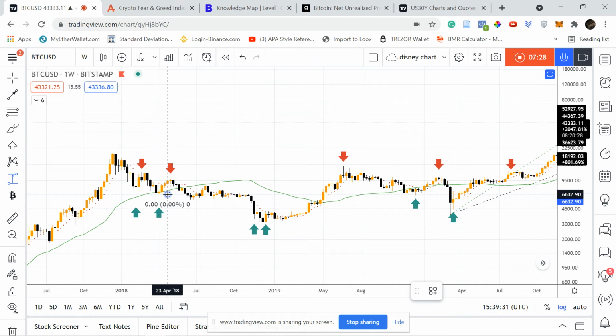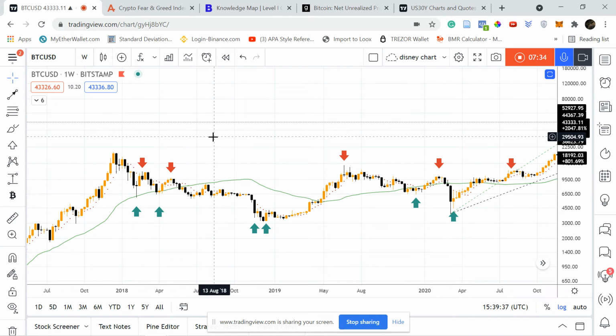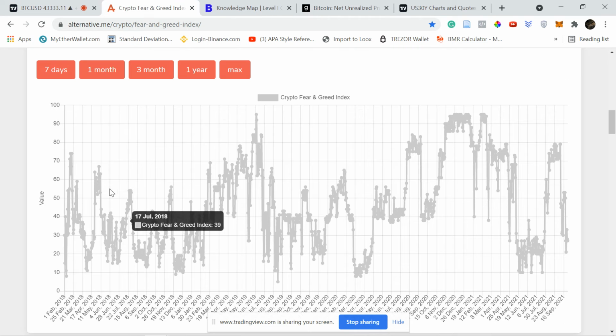Again, we got here a good 50% rally. And then let's have a look at the top here, 30th of April. 30th of April, it's over here. Let's see. There we go. Okay, let's say 29th of April.